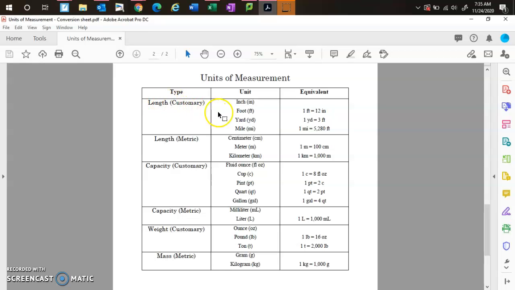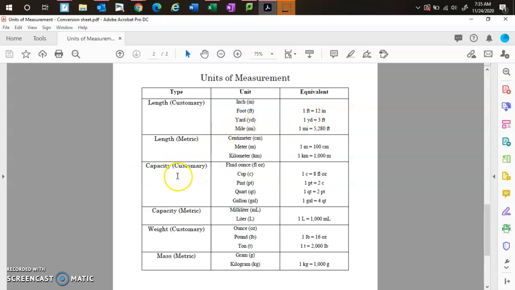So when we talk about length, we're talking about inches, feet, yards, miles, and you can see some different things here. One of the things that I would recommend adding in here, we have 1 yard is 3 feet. I would actually put equals 36 inches as well, because that's a pretty common one that you can use to go from yards to inches.